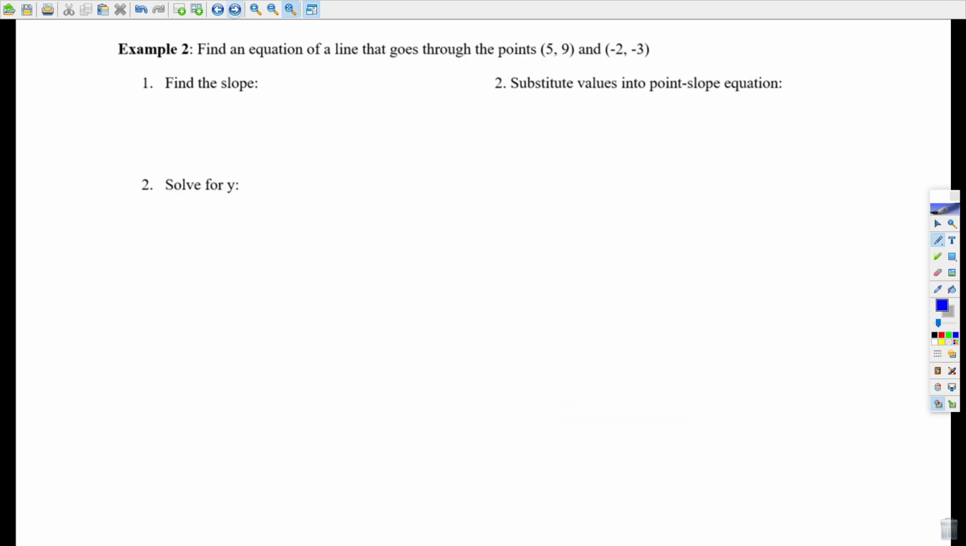So we're going to practice doing that some more. Okay, example 2. Find an equation of line that goes through the points 5, 9, and -2, -3. So same thing, x1, y1, x2, y2. Find the slope, so m equals, go a little faster this time, we'll do -3 minus 9 all over -2 minus 5. Top would be -12, bottom is -7.